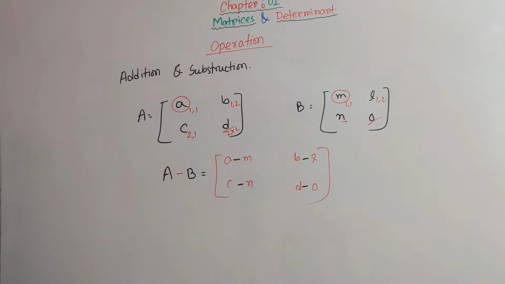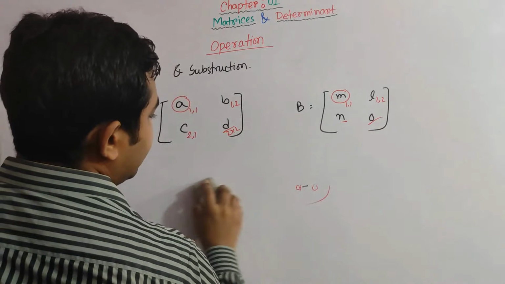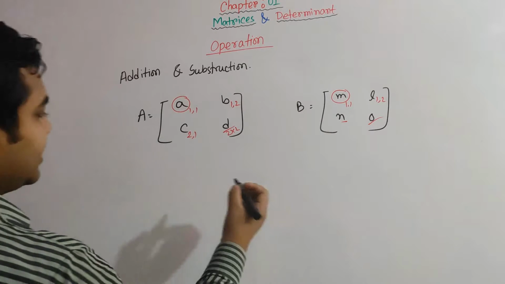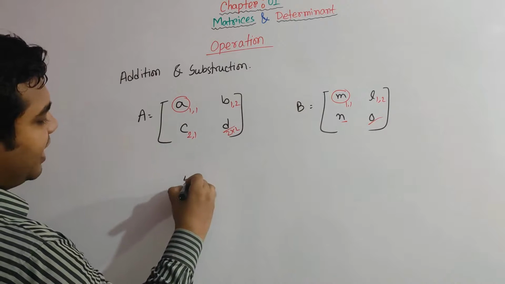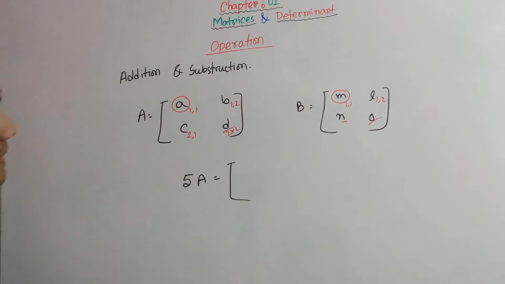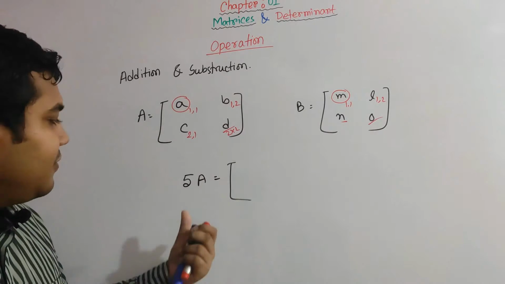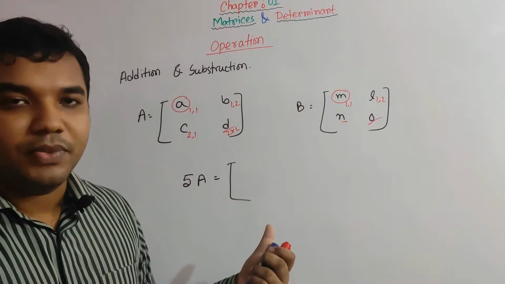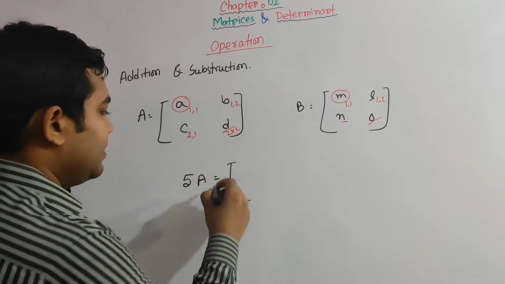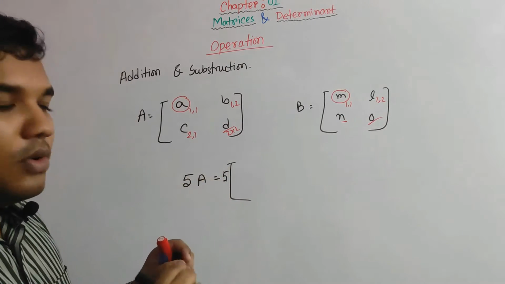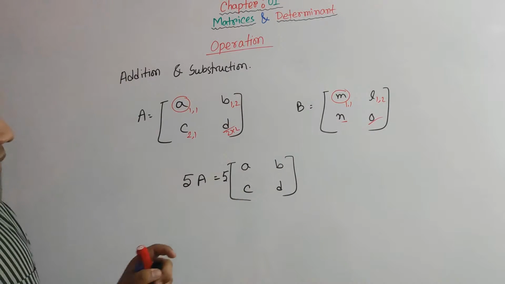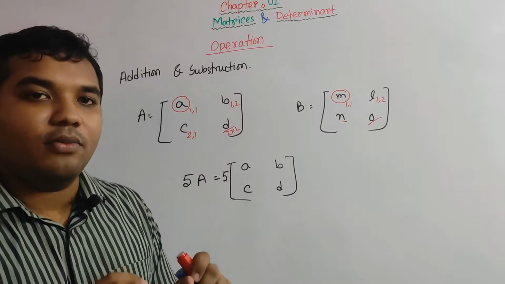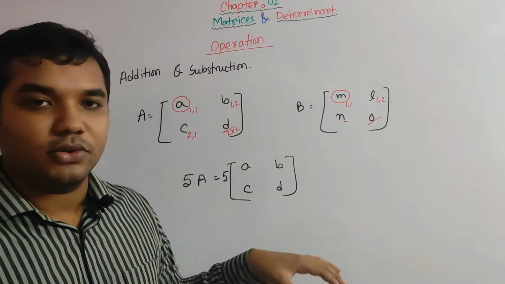Sometimes the question may come this way: suppose A is given, and we have to find 5A. What does 5A actually mean? We have to feel it. Actually 5 is multiplied with A, and if we write this, it is 5 into A, B, C, D. Dear students, it's a very important part, and we move on to our multiplication part also.